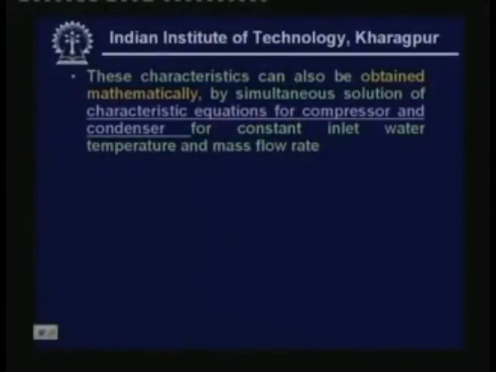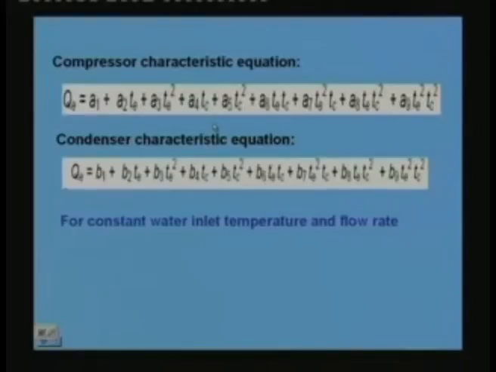Now these characteristics can also be obtained mathematically by simultaneous solution of characteristic equations for compressor and condenser for constant inlet water temperature and mass flow rate. So far we have used the graphical method for obtaining the balance points between the compressor and the condenser, that means for the condensing unit. The same balance point can also be obtained if you know the characteristic equations for the compressor and the condenser. How can you do that?